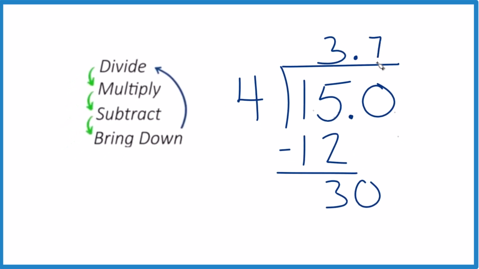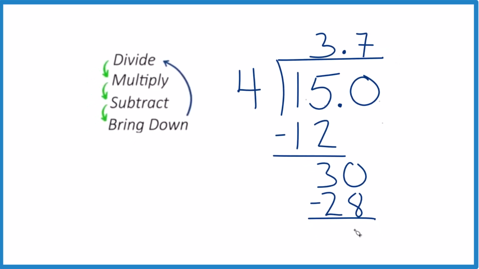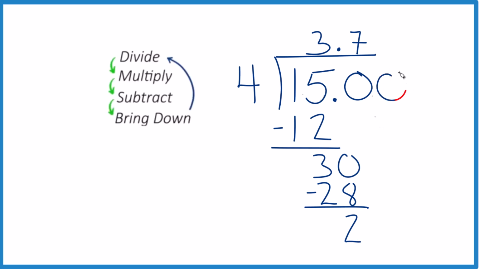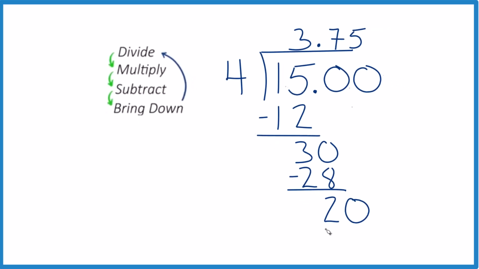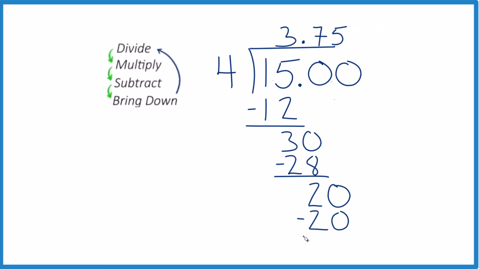So 7 times 4, that's 28. Subtract, we get the 2, and put another 0 out here, still 15, right? We can bring that down as long as we move over a decimal point here. And 4 goes into 25 times. 5 times 4, that's 20, and then you subtract, and there is no remainder, and you're done.